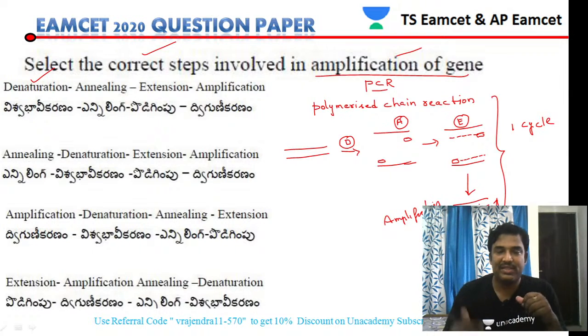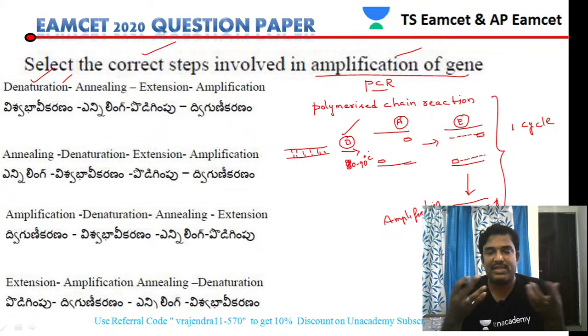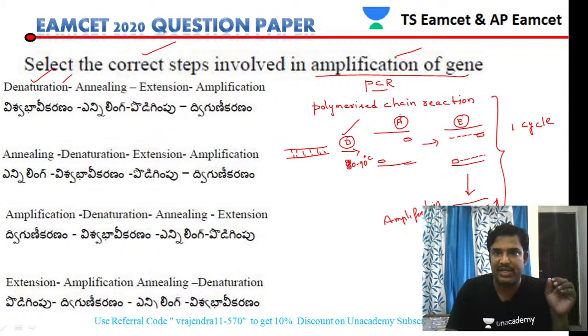So what are the major steps here? The first step is denaturation. What is denaturation? The two DNA strands which are initially bonded to each other get separated. That is called denaturation. The separation takes place by heating the DNA, between 80 to 90 degrees centigrade, or 60 to 70. Some books write 70 to 80, some write 80 to 90. Anyhow, denaturation of DNA will release the two DNA strands.